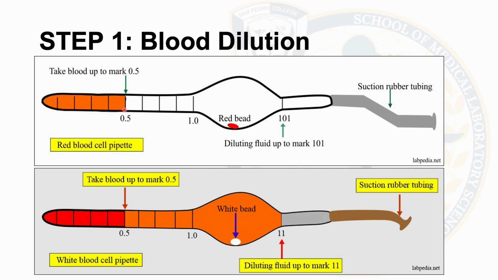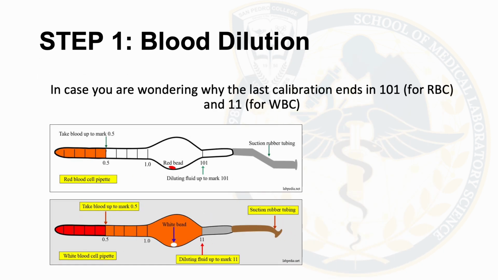As I have also mentioned, I'll emphasize again that you have to remove the excess blood on the exterior of the tip of the pipette, so that you will only get up to the 0.5 mark, nothing else. Okay, so the rest of the fluid that will be entering the bulb will be the diluting fluid already. So I mentioned this one already.